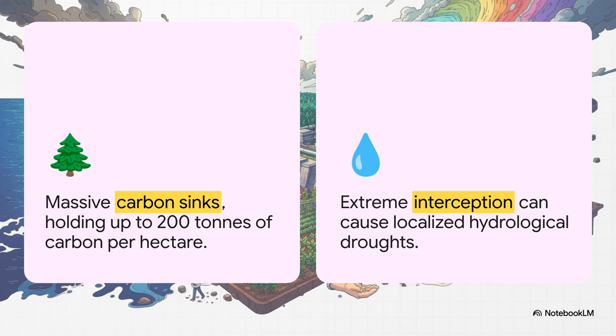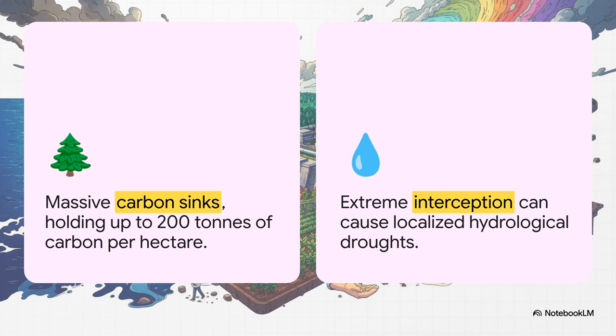Mature forest plantations beautifully enhance the carbon cycle. They act as massive carbon sinks, holding up to 200 tons of carbon per hectare. That's literally 10 times higher than grassland. But hydrologically, they can be a disaster.